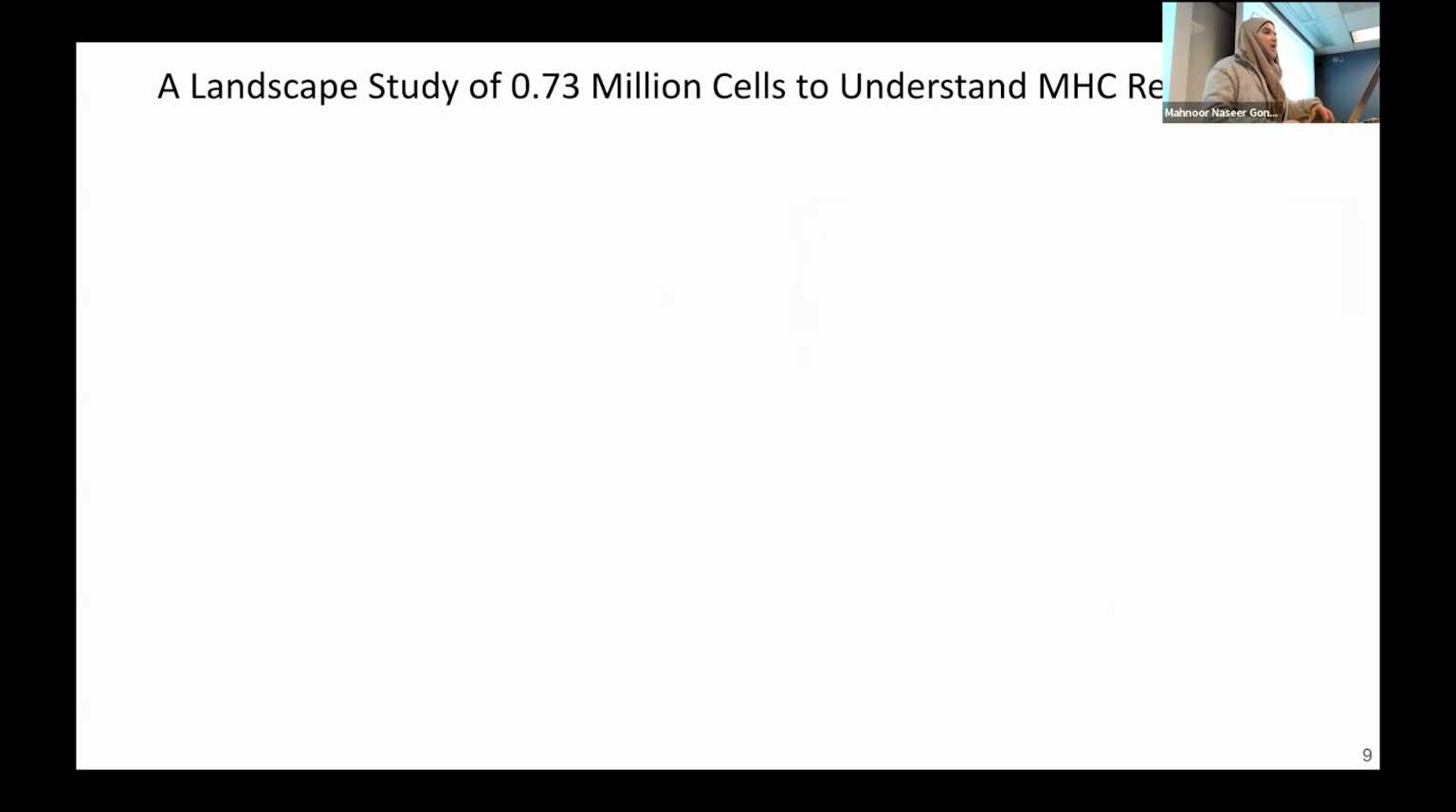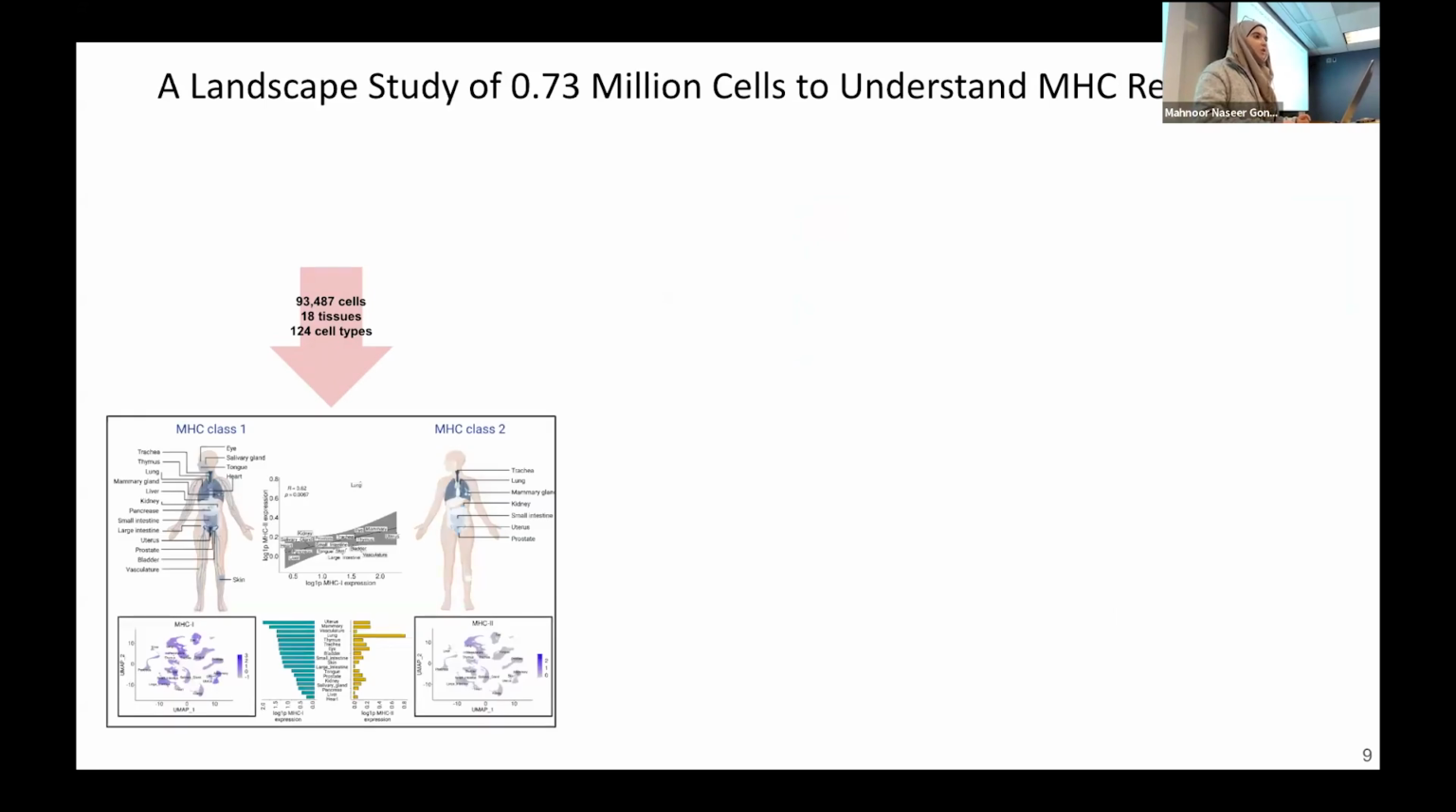So in order for us to answer all of these questions, what we did was a landscape study of 0.73 million cells to understand MHC regulation. The way we have broken down this study is into 3 different cases. So we don't know how MHC is expressed in the normal setting. So let's try to gather all the normal tissues: 18 different tissues, 124 epithelial cell types.